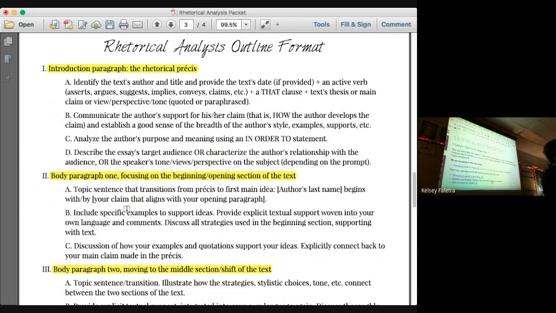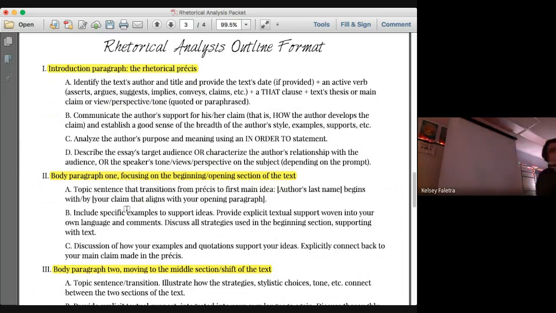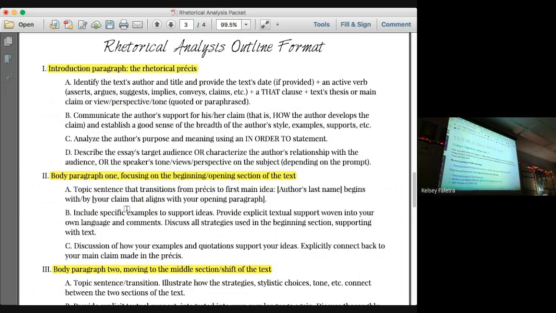And then we have body paragraphs. Each body paragraph has the same general structure. We have a topic sentence, which is what the body paragraph's about, and then we have the evidence and the commentary, and the evidence and the commentary, right? Then our next body paragraph moves on to the second chunk of the text. We have another topic sentence, evidence, and then commentary, right? So this should be helpful for you.